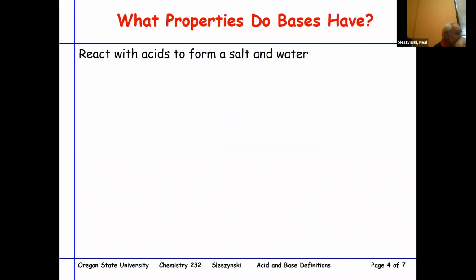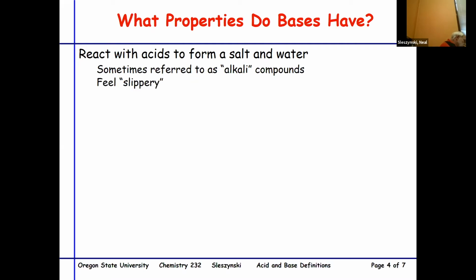Well, what properties do bases have? The first one is kind of a circular definition. Bases react with acids to form a salt in water. Sometimes these bases are referred to as alkali compounds. Many of them are a result of reactions to produce either group 1 alkali metal hydroxides or group 2 alkaline earth hydroxides, so they're often referred to as alkali compounds.